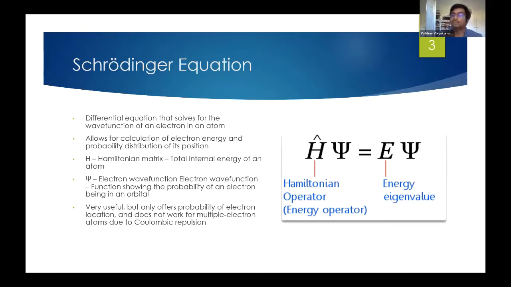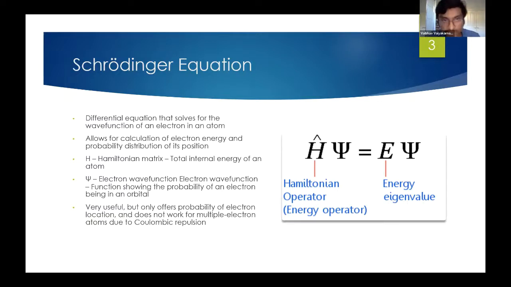Now, as I said before, the electron behaves as both a particle and a wave. And so to model its behavior and where it may be in an atom, the probability of its location in an atom, we use what we call the wave function. So when we put in our calculations for the wave function and the Hamiltonian, we can get out the energy of the electrons in the atom.